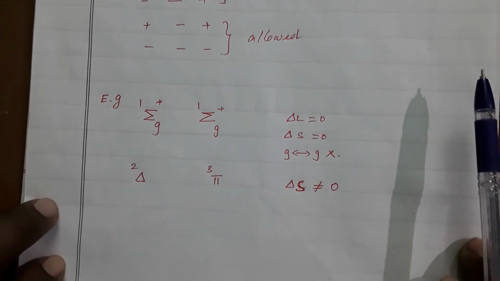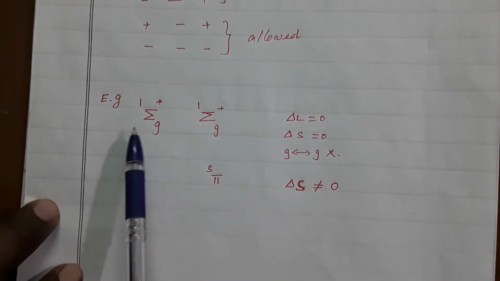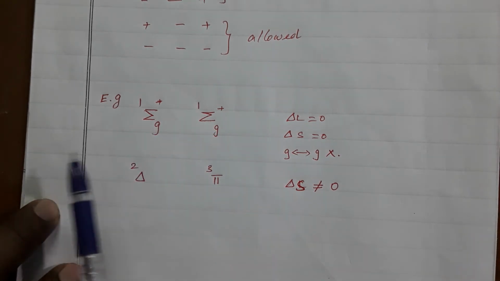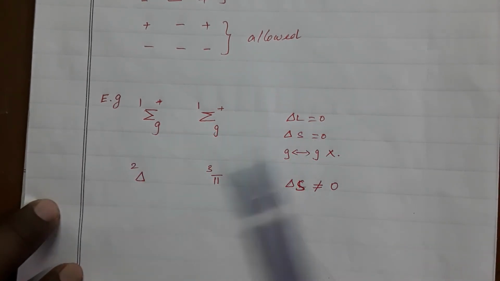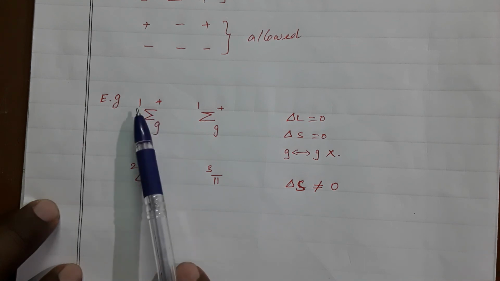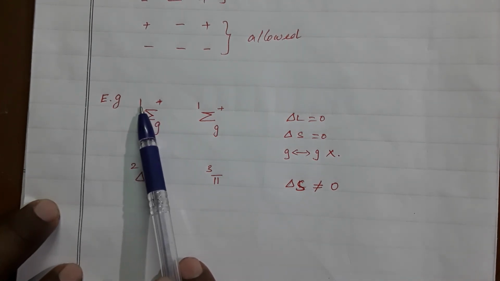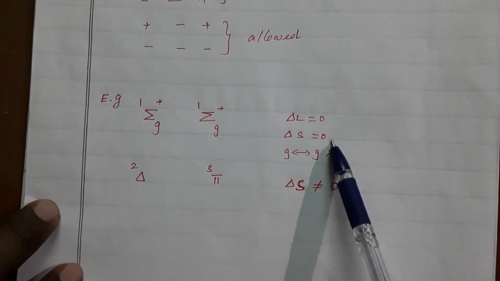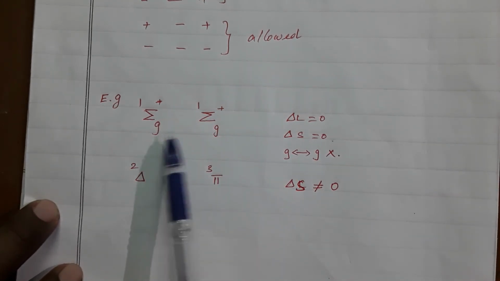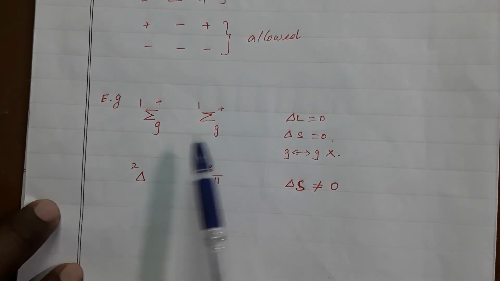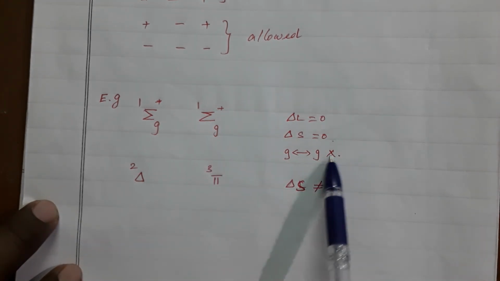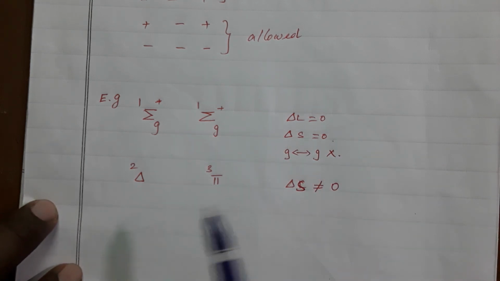Here are two examples. Here both are sigma, which means the L value does not differ, so delta L equals 0, and it is an allowed one. Here the spin multiplicity 2S plus 1 is equal to 1 on both sides, so the difference is 0, and it is allowed. But here it is g to g, which means gerade to gerade is not allowed. So that is why g to g is not allowed, and it is a forbidden transition.